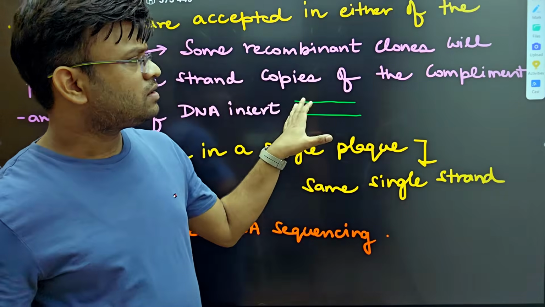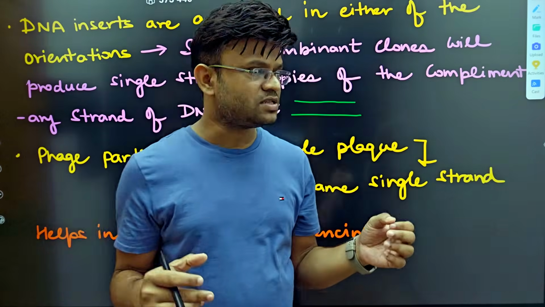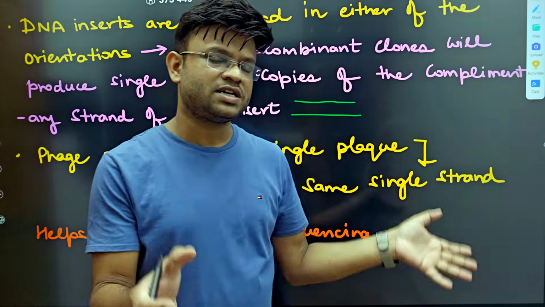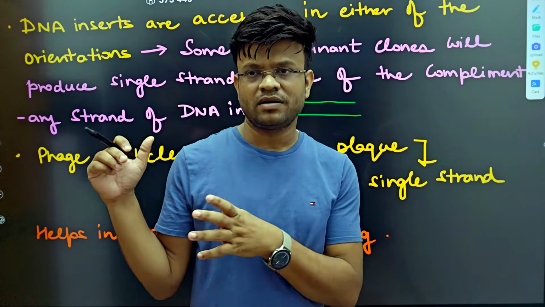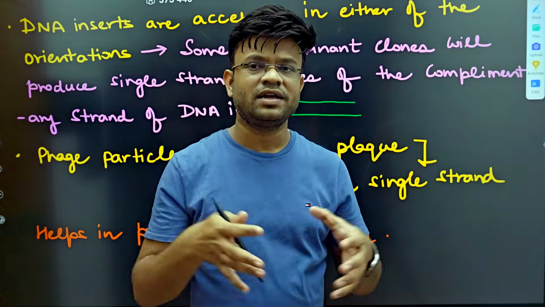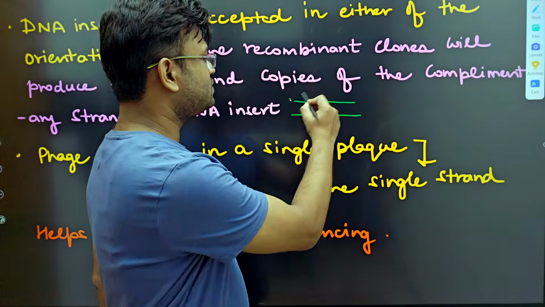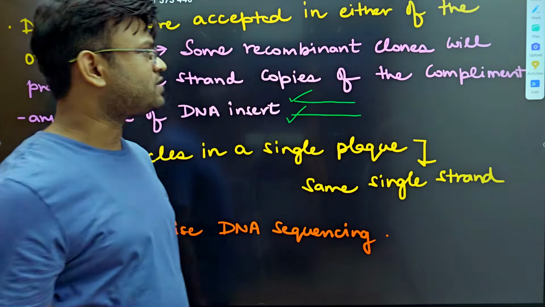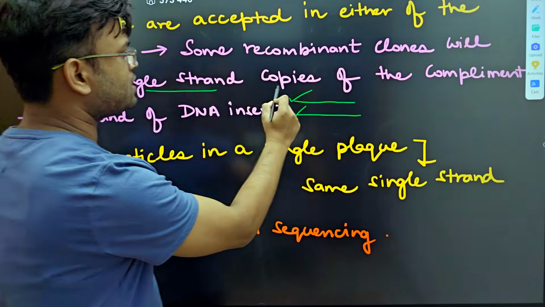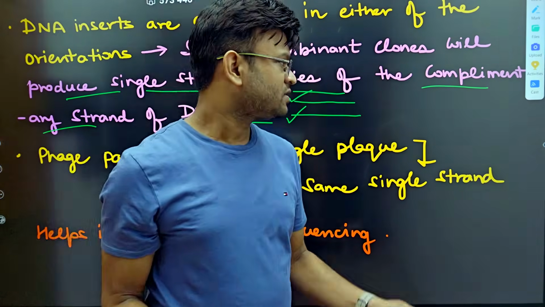Now, suppose this is a double-stranded phage that is present inside the bacteria. The phages would start multiplying and start coming out of the bacteria, right? When they come out, some of the recombinant phages might have this strand and some of them might have this strand. This is what is being said. So some recombinant clones will produce single strand copies of the complementary strand of DNA insert.